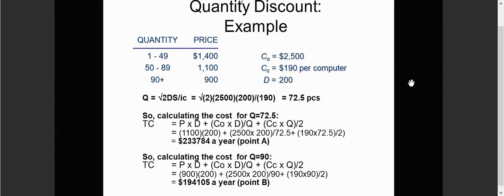Okay. Any question about the quantity discount? Have you seen my, I'm moving the cursor. Have you seen the cursor move at the slide? Yes. Okay, thank you.